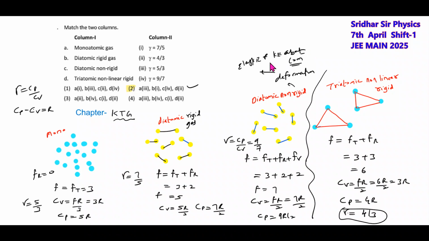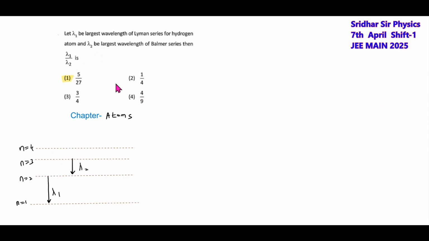Now we'll move to the next question. This question is based on atoms, and the question involves the hydrogen spectrum. Let lambda 1 be the largest wavelength of the Lyman series for hydrogen atom, and lambda 2 be the largest wavelength of the Balmer series, then lambda 1 by lambda 2. This would be the transition from n equal 2 to 1. This is a transition from 3 to 2. All the series where they'll end up at n equal 2 will be Balmer series. All the series where they'll end up with n equal to 1 will be Lyman series.